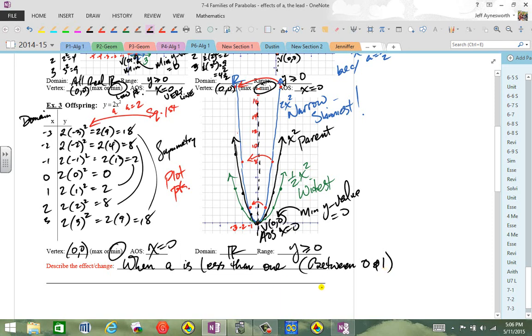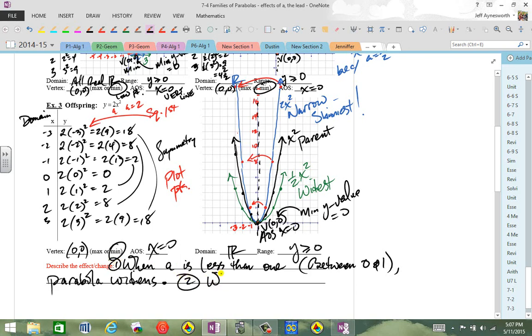So when A is less than 1, like a fraction, okay? 1/2, 1/3, 1/4, 1/5, 1/6, and so on. It gets wider. The function gets wider. Parabola widens. Okay, that's observation number 1.